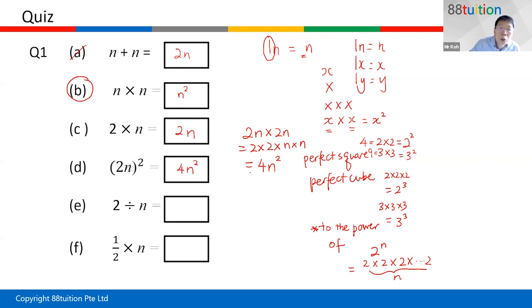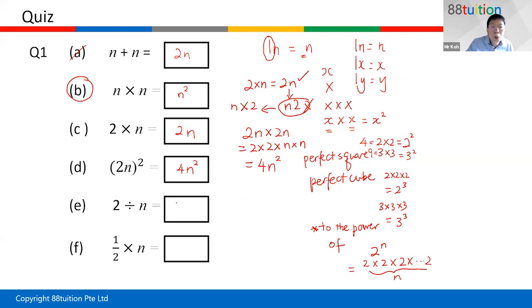I also want to talk about 2 times n. When you write 2 times n, you write it as 2n, and you don't write it as n2, even though that would also mean n times 2. So 2n is correct, and n2 will not be accepted.